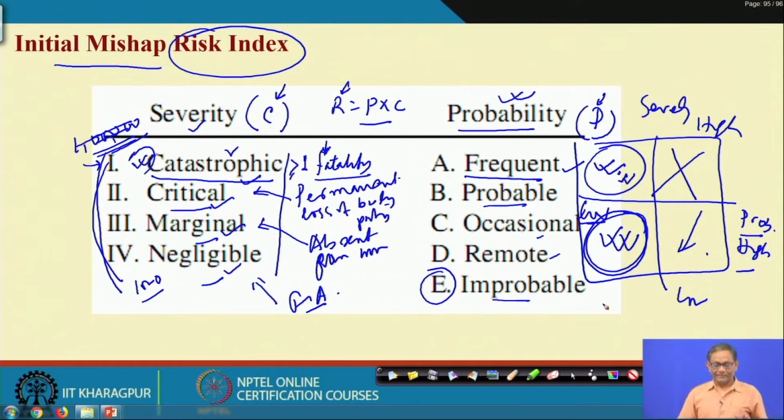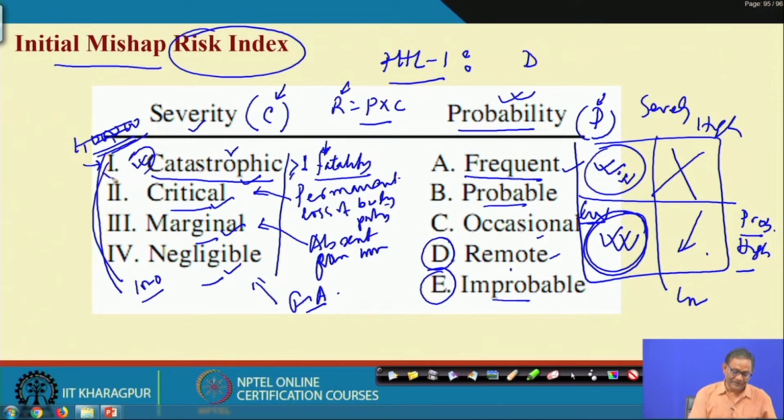So, that means for every hazard, suppose PHL 1, you know what the hazard is. Now, you have to see what the probability is that it will happen. So, you may say it is remote, then the probability value is D. If it happens, what is the consequence? You say it is catastrophic, then it is 1D. This is my initial risk index. In this manner, in PHA the risk index is written.